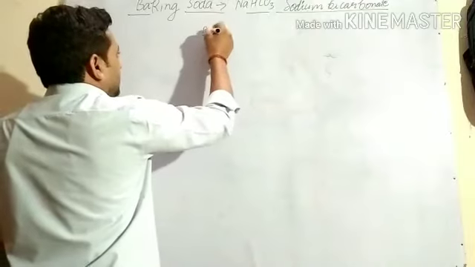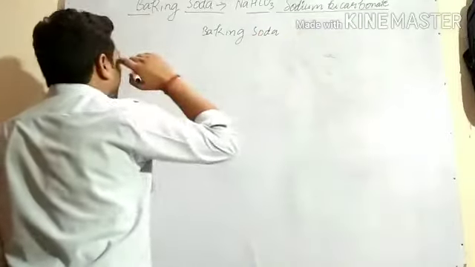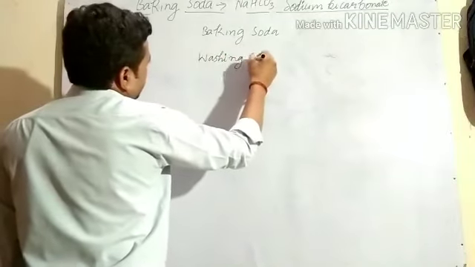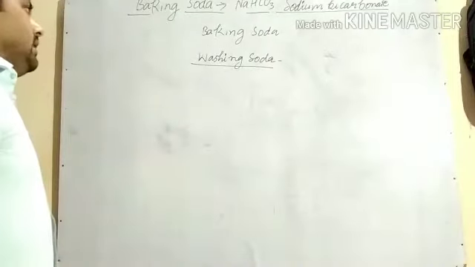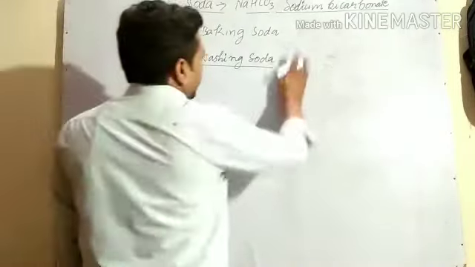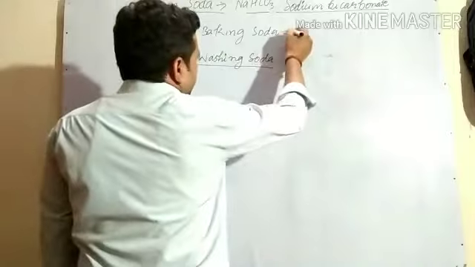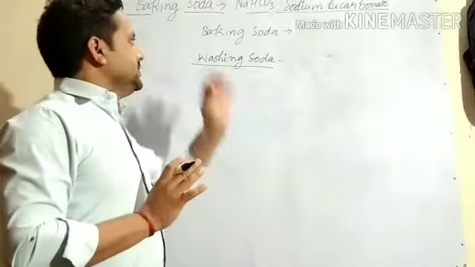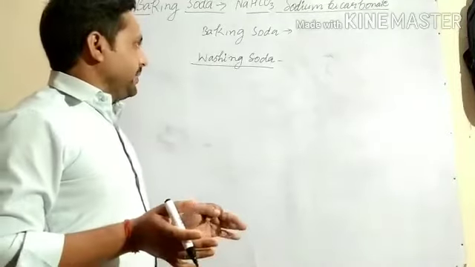What confusion do they have? Baking soda and washing soda. Most of the time they confuse the formula of baking soda and washing soda. So I have a small trick for that. If we have some relation, we could correlate these points, so we can understand and remember it. So I think you are understanding me.